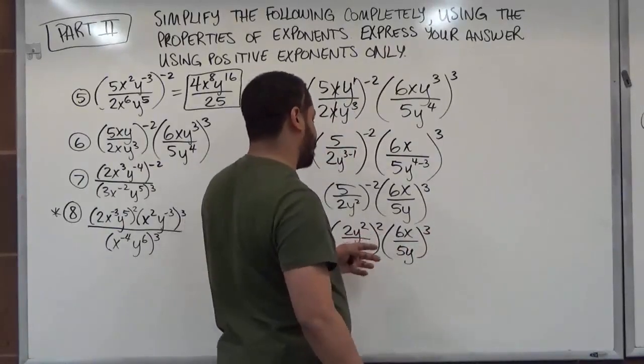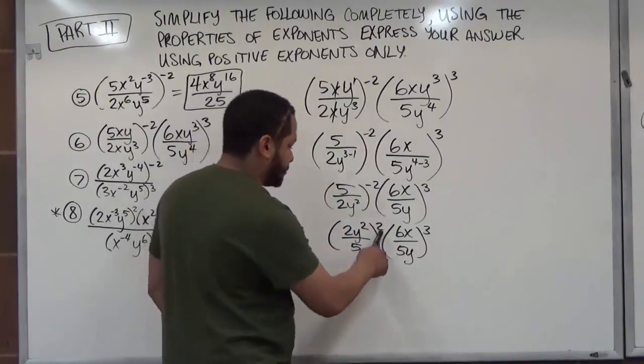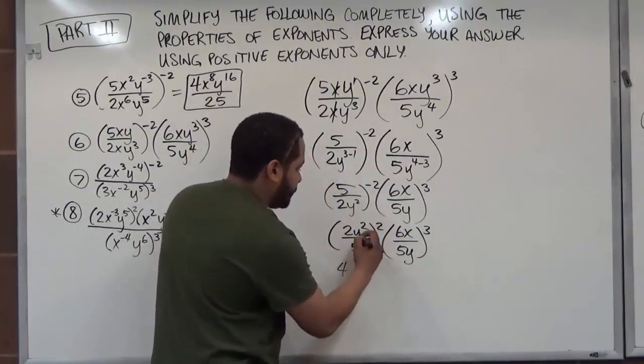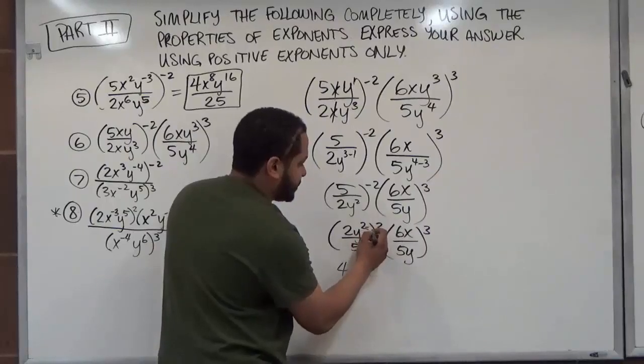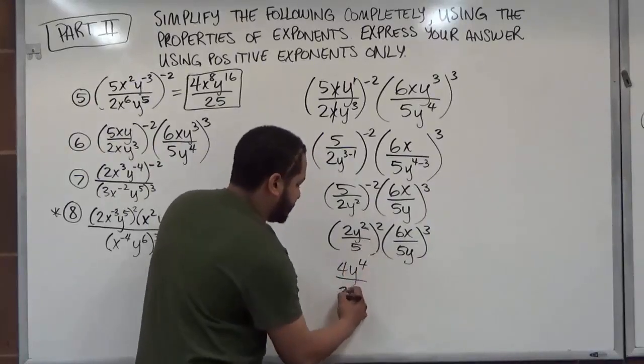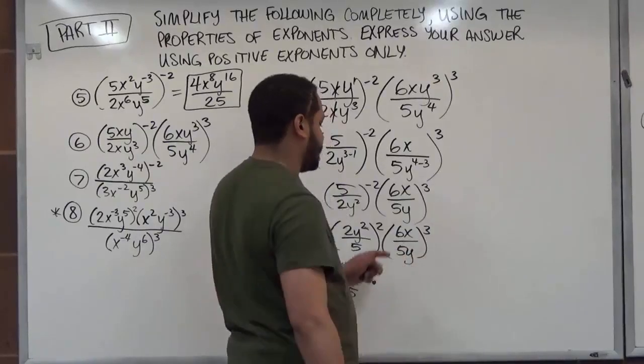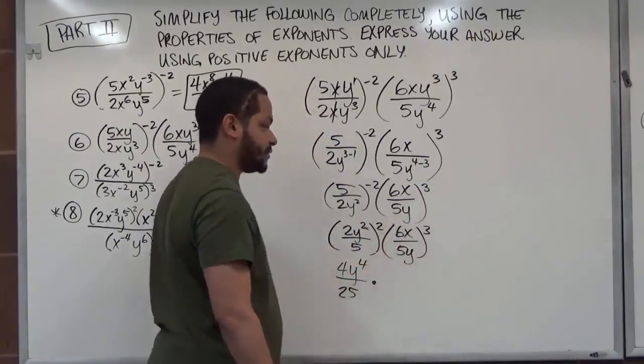Now we're just going to use the properties of exponents. And here 2 to the second power is 4. Y to the second times 2, because the exponents multiply when they're inside and outside. So this becomes y to the fourth. And 5 squared is 25. This is multiplying times the result of this exponent. So 6 to the third power is 216.